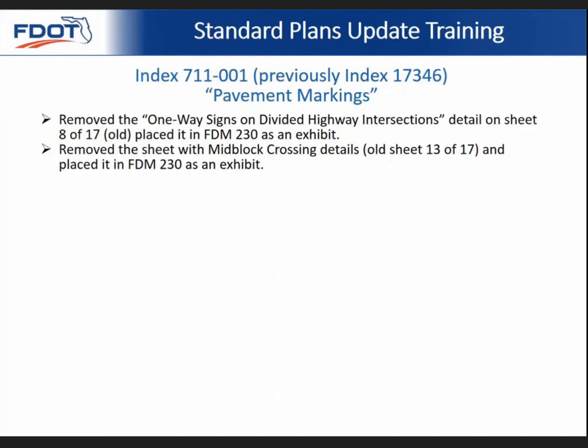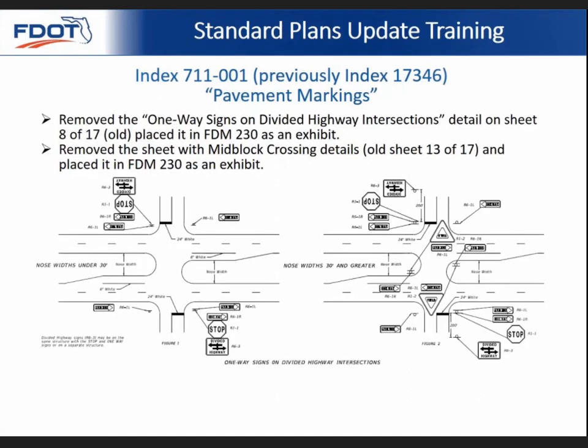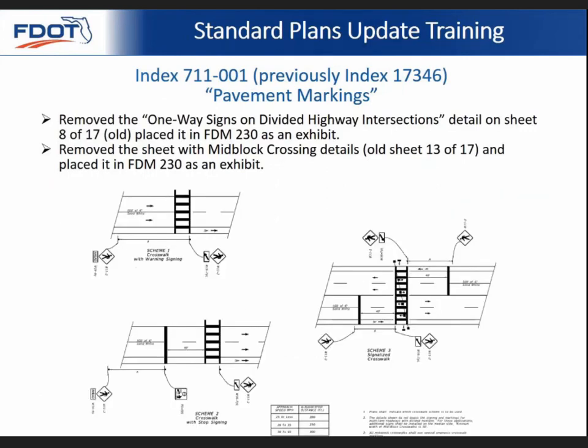The one-way signs on divided highway intersections detail has been removed and placed in FDM 230 as an exhibit. This is because these signs should be included in the signing and pavement marking plans. This is primarily designer information. The contractor will understand how to place these signs from the signing and pavement marking plans. This is the same case with the mid-block crossing details that were on the old sheet 13 of 17. This has also been placed in the FDM 230 as an exhibit.